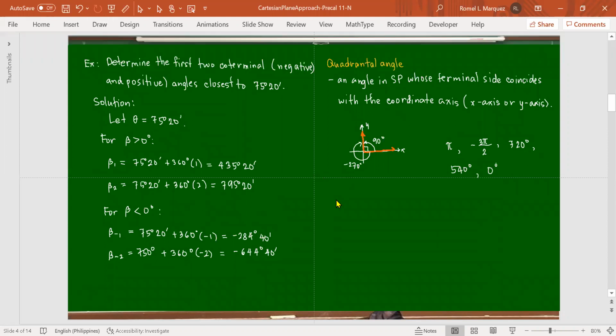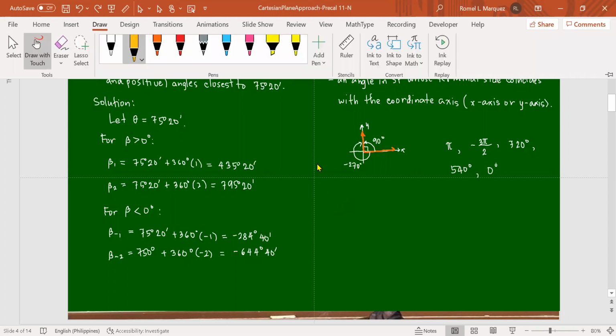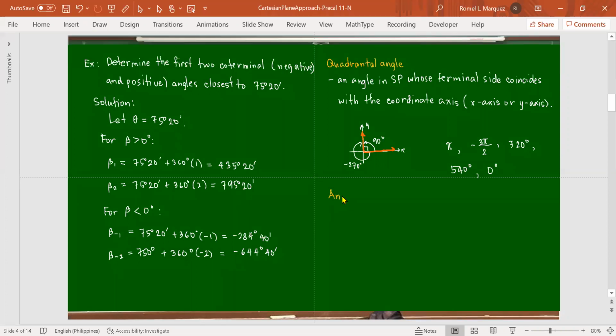One more. So we have another term, angle in a quadrant. If we have quadrantal angles, we also have angles in a quadrant. What do we mean by angle in a quadrant, guys? Is it the angles that do not coincide with the coordinate axis? Yes, no? So it means where is the terminal side?